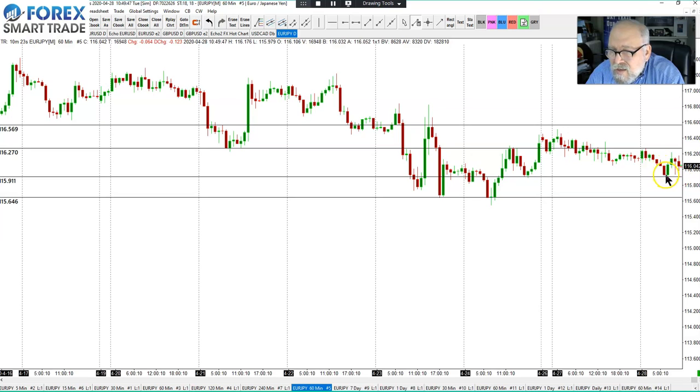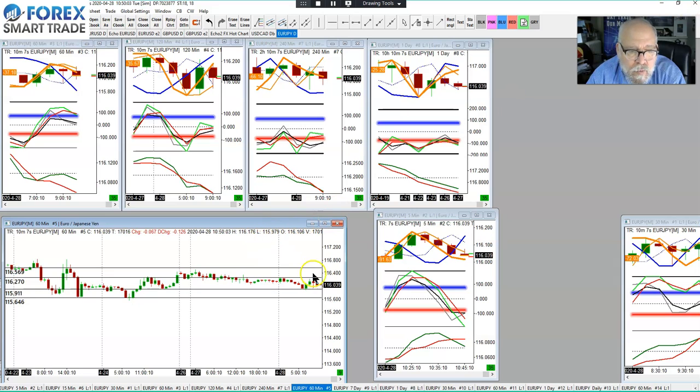It bounced, went up, stopped, went up, stopped, came down. So I'm going to assume that it's going to trade within this range. Now that I know where that is, that gives me an idea of how many points I can take going up or down.